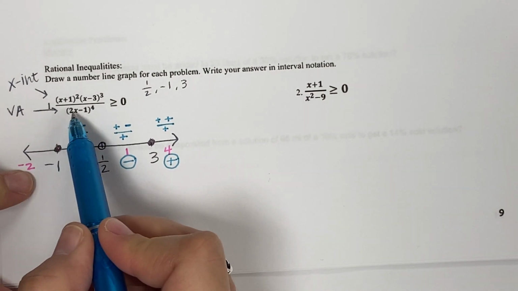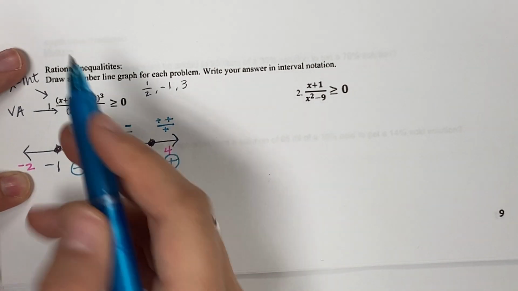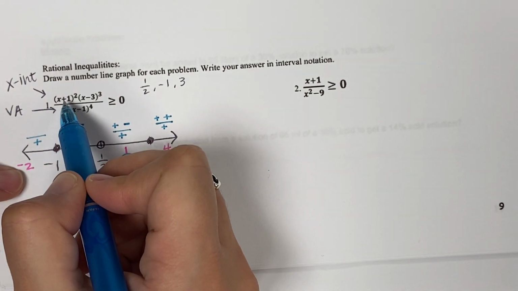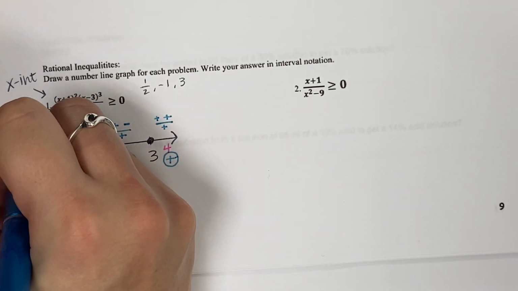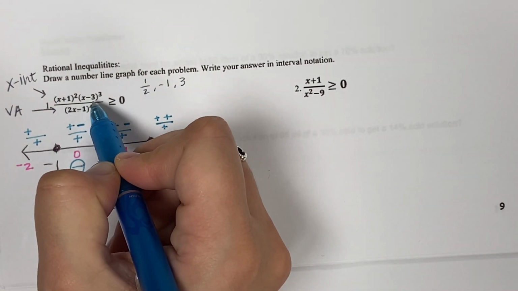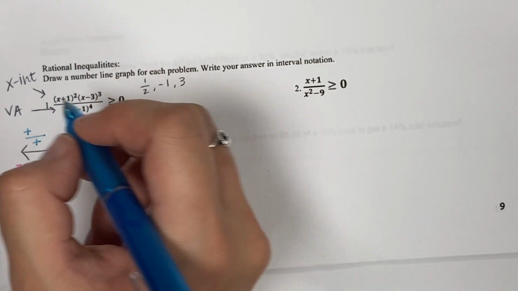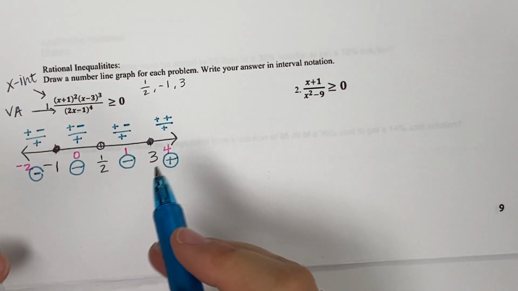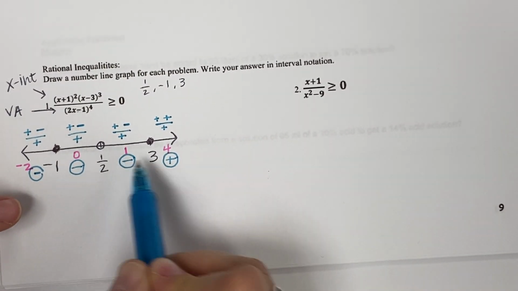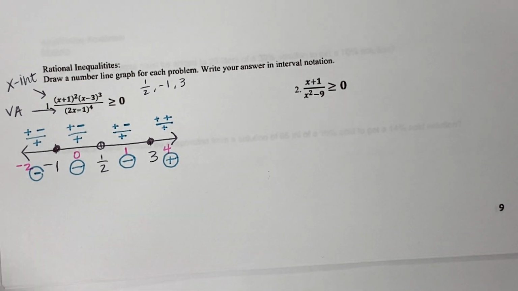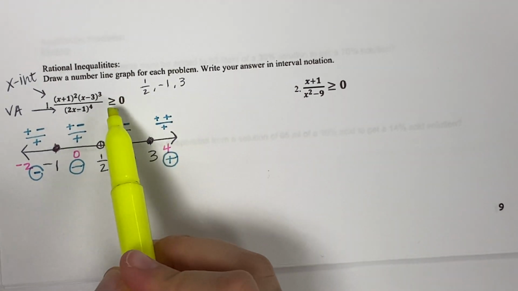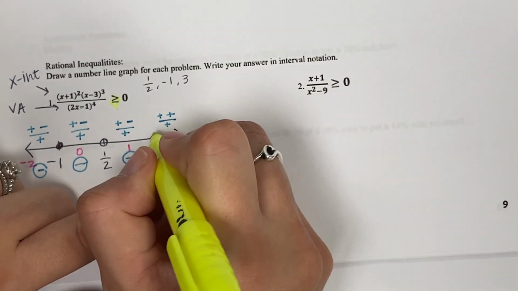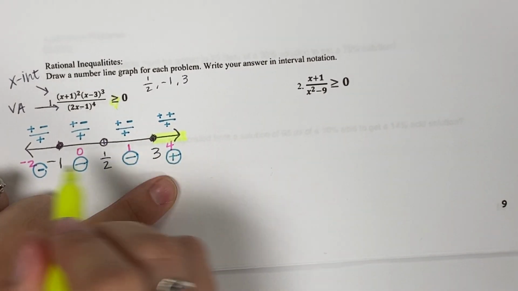Plugging in a negative 2 makes the parentheses negative, but when you put it to the 4th power, it becomes positive. Negative 2 plus 1 is also negative, but square it, it becomes positive. But in this parentheses, it's negative, cube it, it will stay negative. So this whole section is negative. Now I have all of these sections: 3 negatives and a positive. So what I'm going to do is highlight where it is greater than or equal to 0. Greater than 0 will be the positive section. So that's here, that's the only positive section.